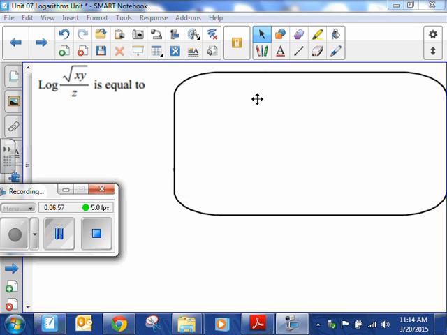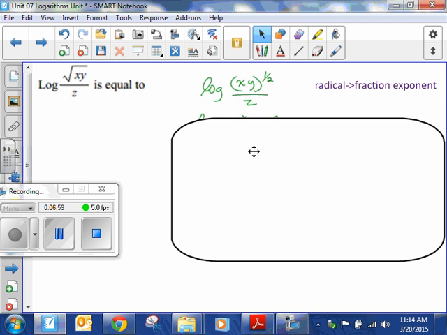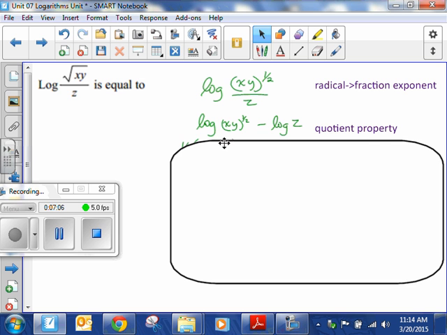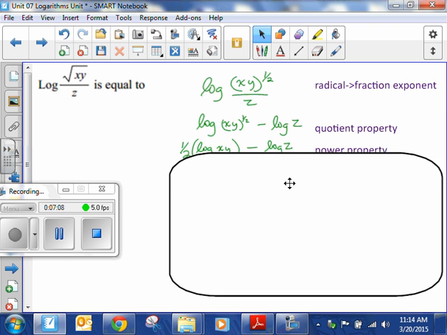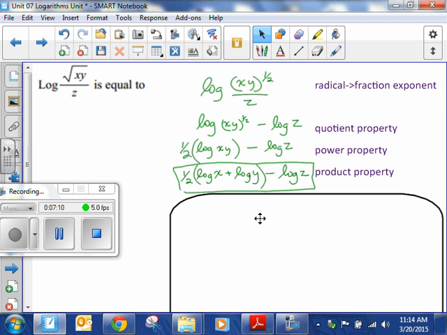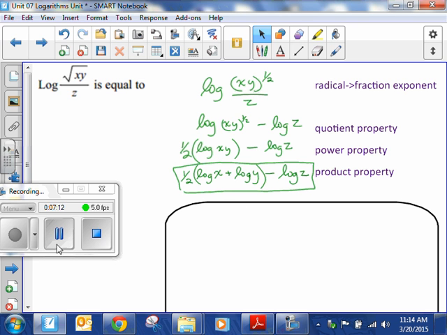Here we are going to expand log of xy to the 1/2 power in parentheses over z. Then we apply the quotient property, the power property, and then the product property. Remember that this stays in parentheses because originally it was in parentheses because xy is under the radical.